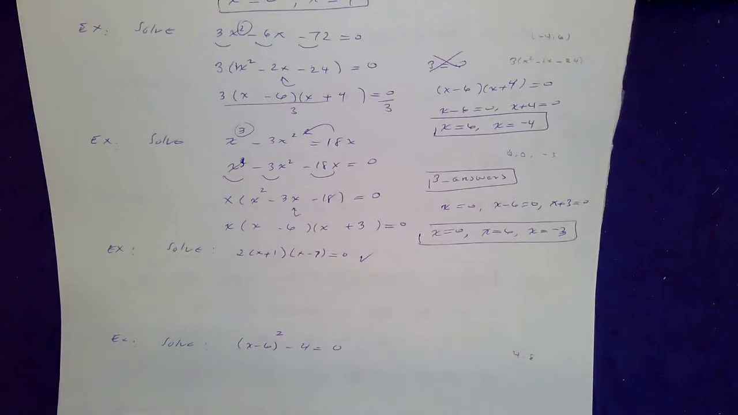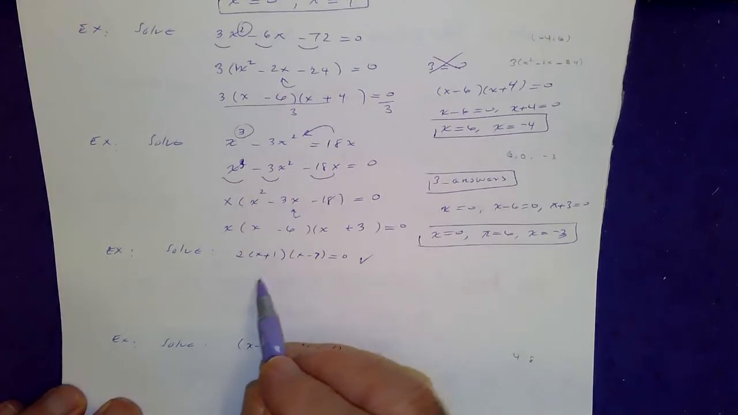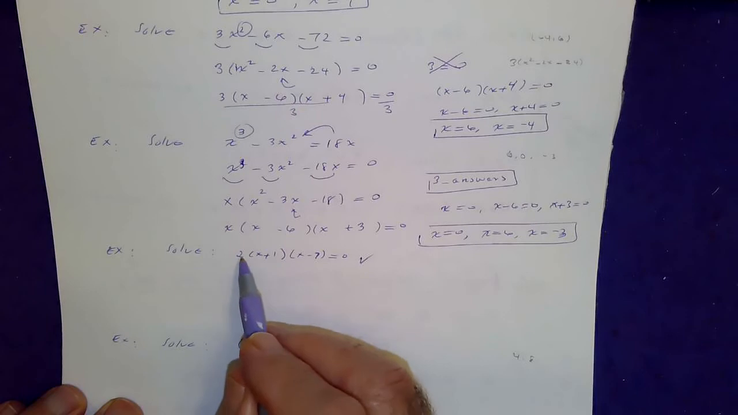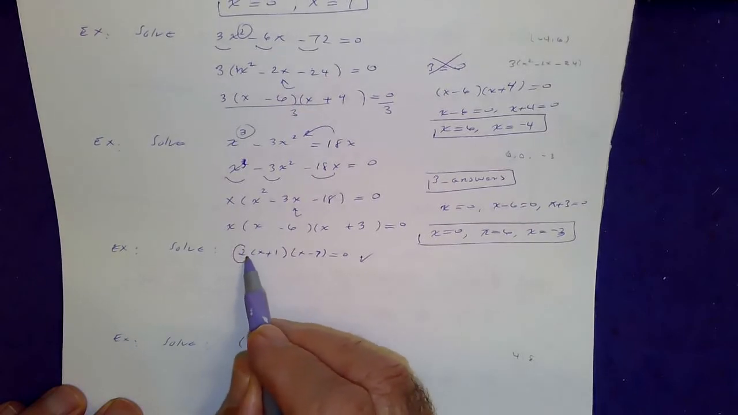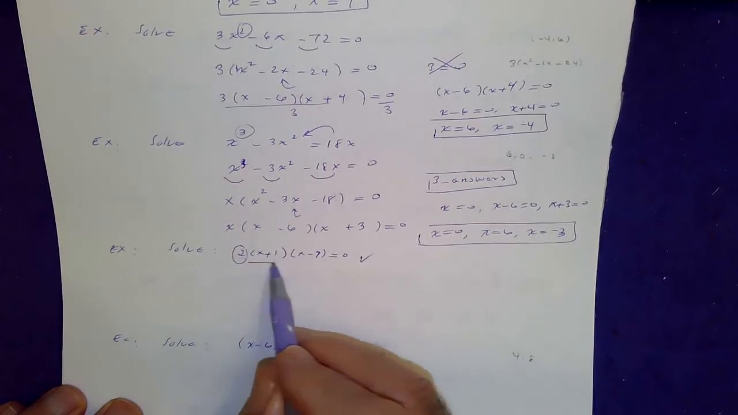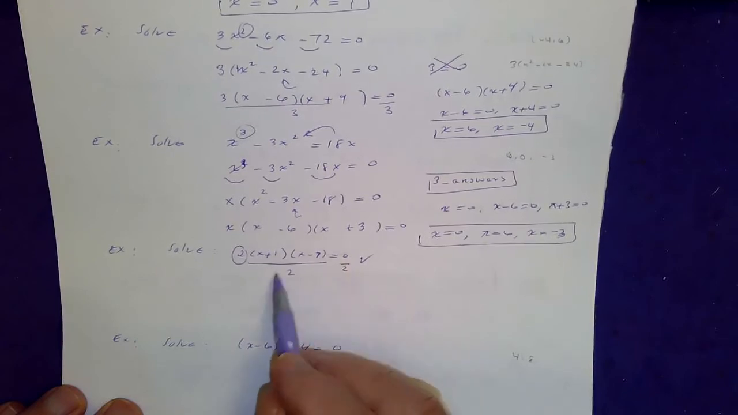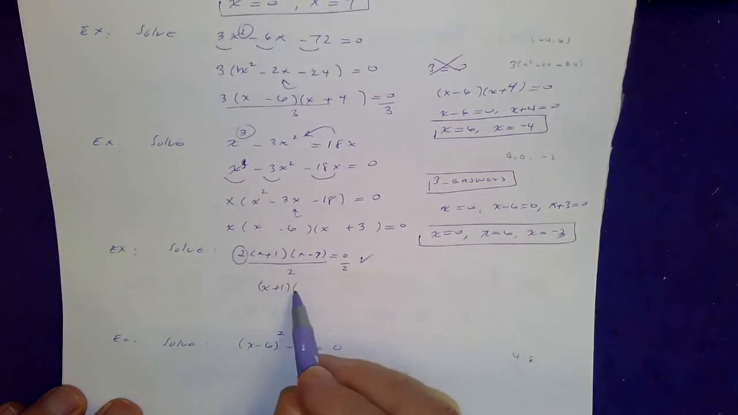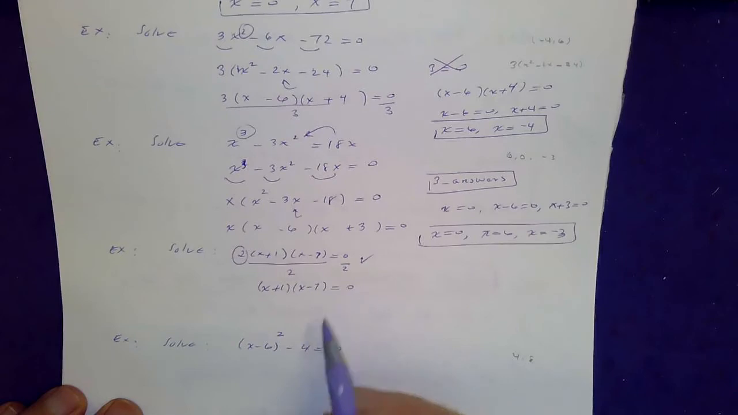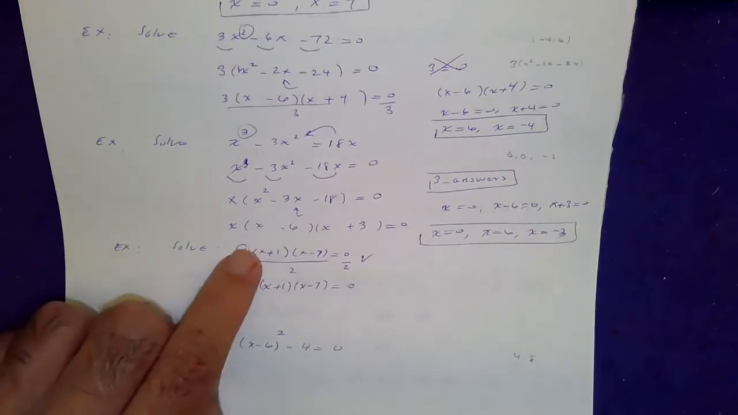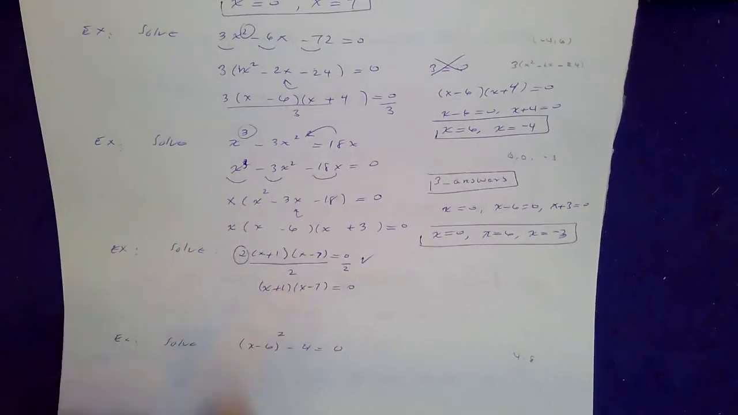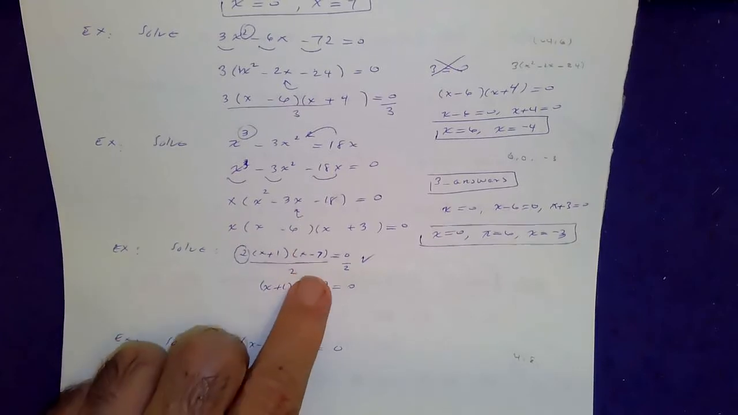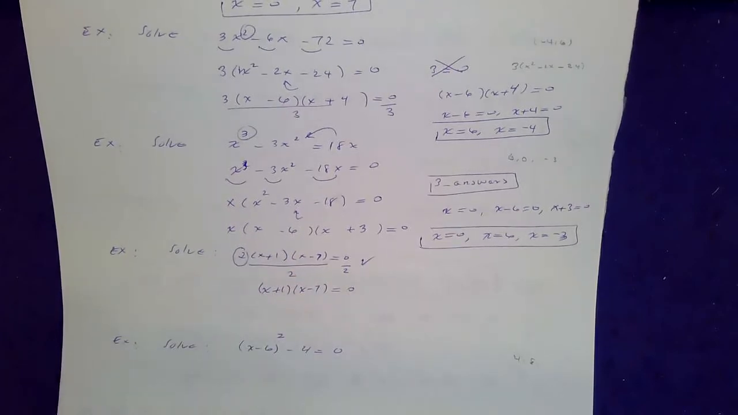There is nothing for you to do. All you have to do is what? Set each of these factors equal to 0, but I cannot set 2 equal to 0, correct? The first thing I do, I divide both sides by 2, so I get x plus 1 times x minus 7 equals 0. So 2 does not contribute to your solutions. It just disappears when you divide both sides by 2.